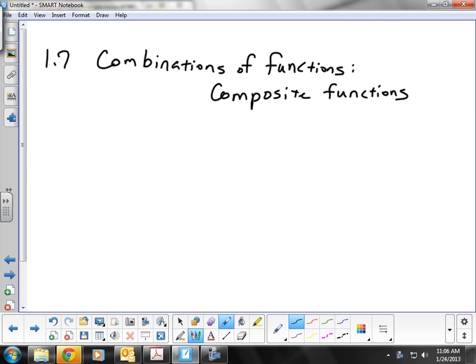Definition of functions with an emphasis on composite functions. First thing we need to talk about in this section is finding the domain of a function.